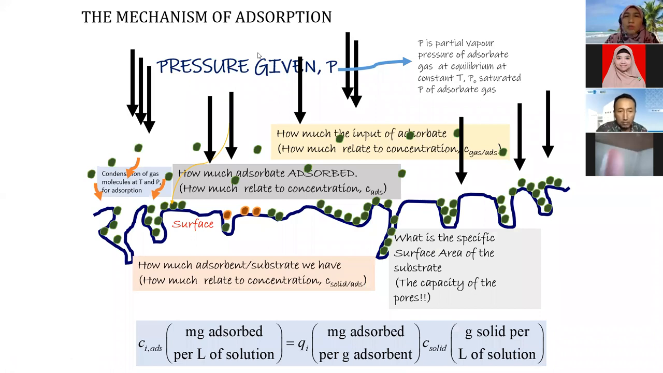So this is the mechanism. Okay, I want to show it. Mechanism of adsorption. This is the cartoon that I have drawn. When adsorption happens, it is because there is a solid surface, and then we have gas molecules that will adsorb on the solid surface. Remember, I said that the surface is not smooth. The surface is very, very.